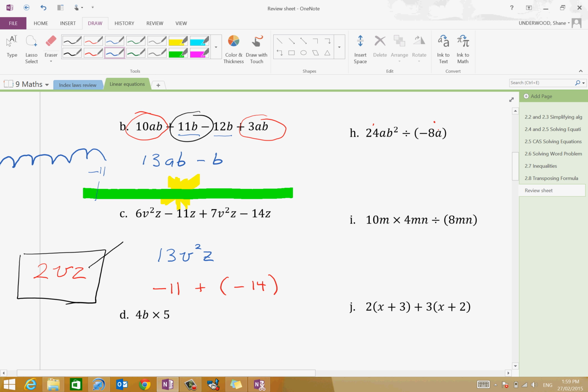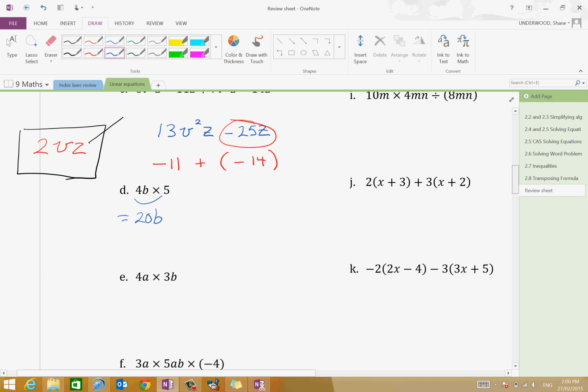So it's 13V squared Z minus 25Z. Can I get a show of hands, the students that said plus 25Z? Did anyone write plus 25Z? No? Good. All right, answer to the next one. 5 times 4, we multiply the constants out. 5 times 4 is 20. The answer is 20B. Pretty straightforward, I would say.